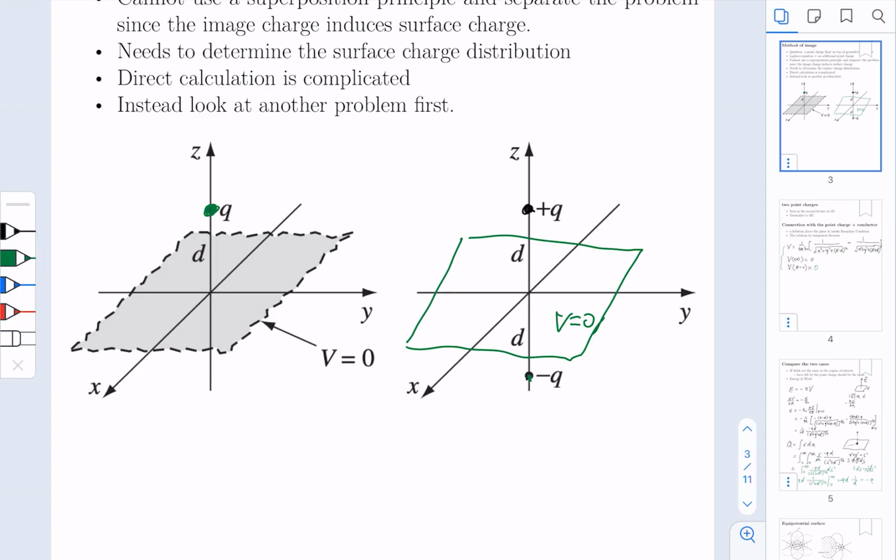So this might be the reason that people actually try to use the idea of the image charge. This total real charge on the surface is actually exactly identical to this imaginary charge sitting at this point right below.